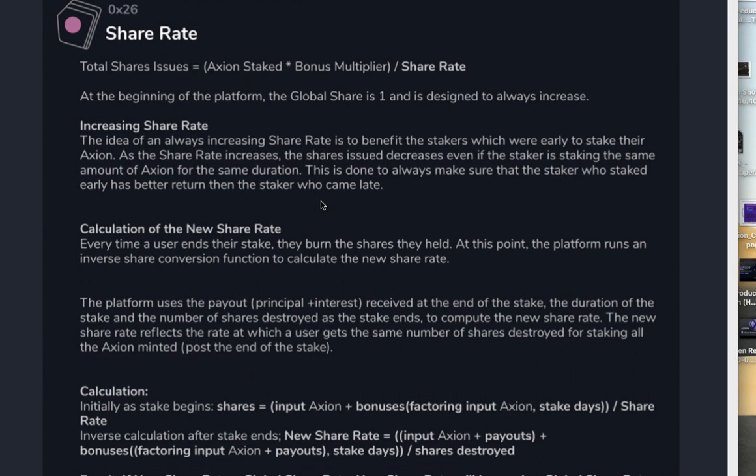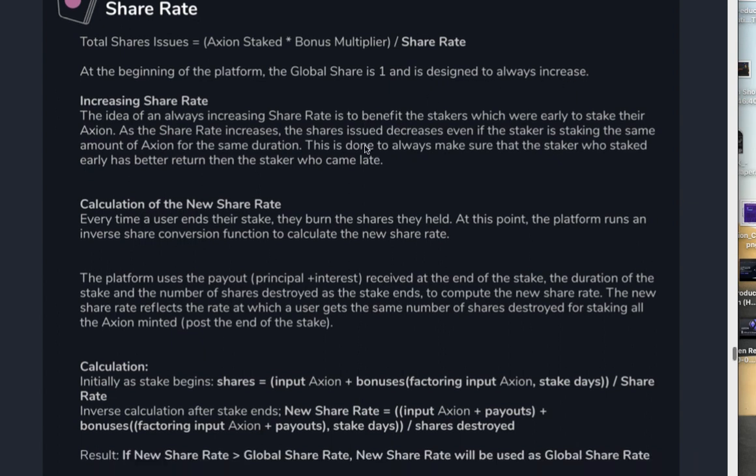Okay. The share rate. Total shares issued equals Axion staked times bonus multiplier divided by the share rate. The amount that you've got staked times the multiplier divided by the share rate, okay, equals the shares issued. At the beginning of the platform, the global share rate is 1 and is designed to always increase, okay? So you can see that on the Hex platform as well. Increased share rate. The idea of an always increasing share rate, alright, is to benefit the stakers which were early to stake their Axion.